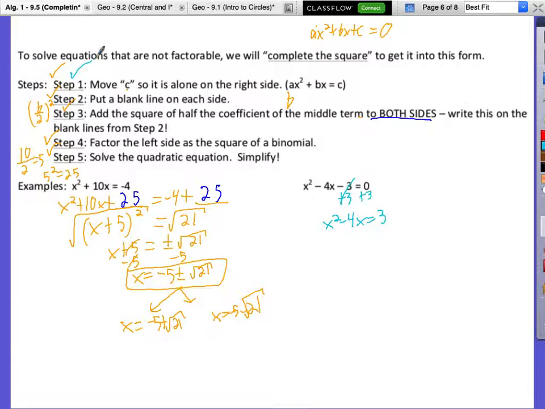And what's the next step say? Put a blank line on each side. So we have x squared minus 4x plus blank is equal to 3 plus blank.